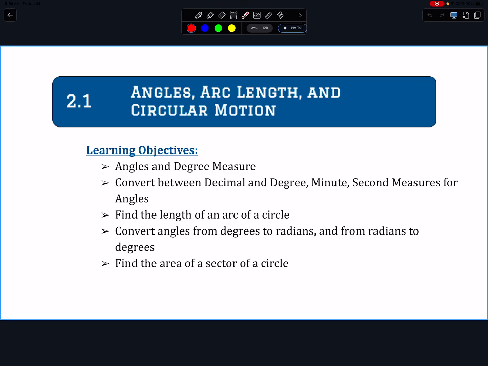So the first section of our book for chapter 2 is called Angles, Arc Length, and Circular Motion. You guys will learn about angles and measuring in degrees, how to convert between decimal degrees and degrees, minutes, seconds measures, which is a really interesting old school kind of idea. And we'll talk about that when we get there. How to find the length of an arc of a circle. How to go back and forth between degrees and radians or radians and degrees. And then how to find the area of a sector of a circle.